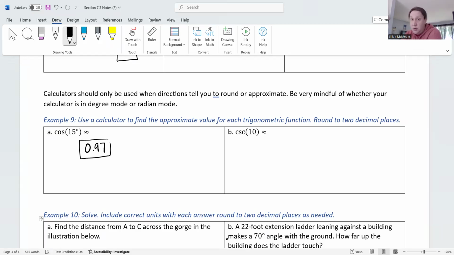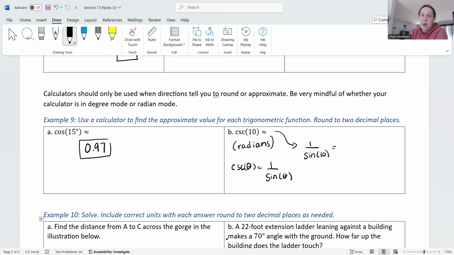Now we want to find cosecant of 10. Now notice there's not a degree symbol here. So the first thing I notice is this is in radians. So we need to switch the mode on our calculator back to radians, okay? Also, I need to remember that cosecant of theta is equal to 1 over sine of theta. So when we go back to the calculator, you'll notice there's not a cosecant button, but there is a sine button. So what we would want to do is rewrite this as 1 over sine of 10 radians and input that into the calculator. And that'll tell us what cosecant of 10 radians is.